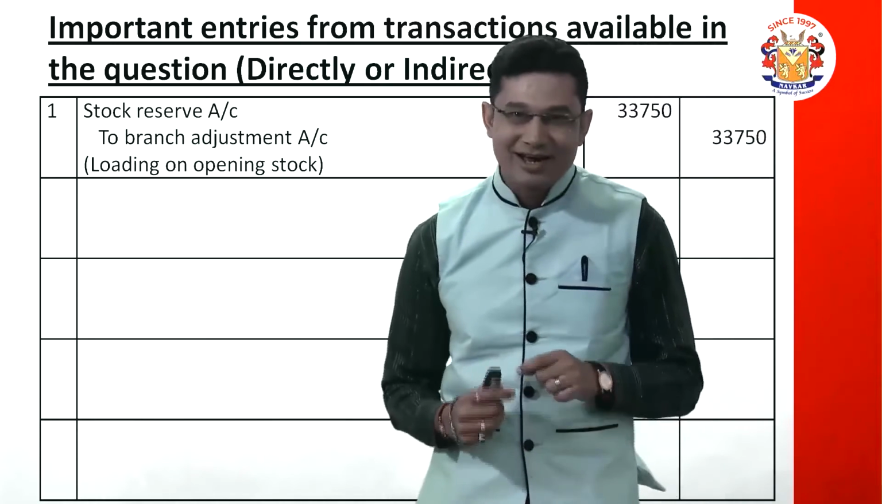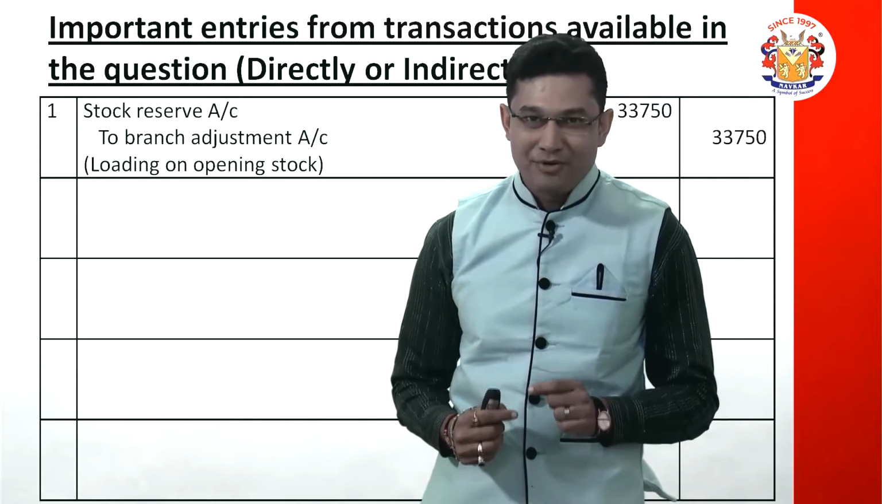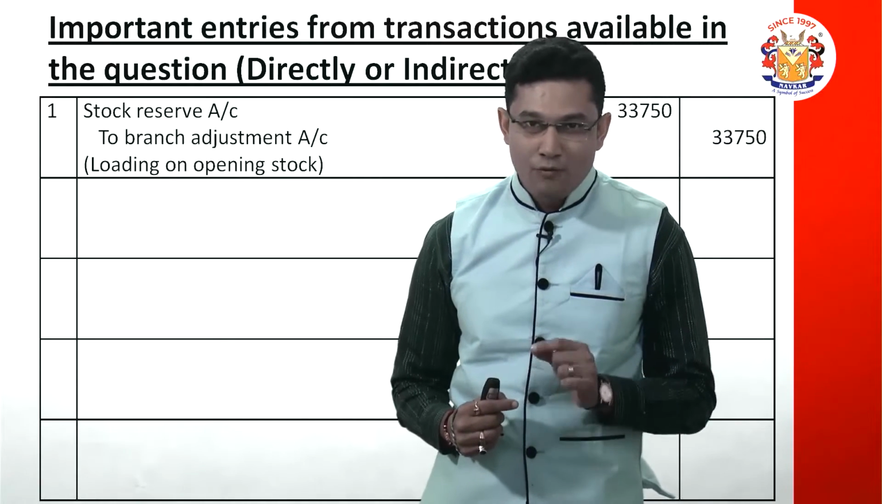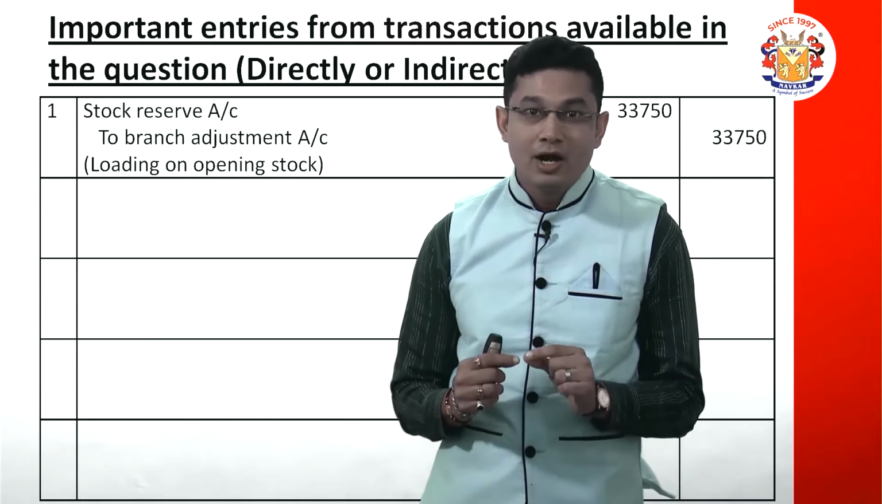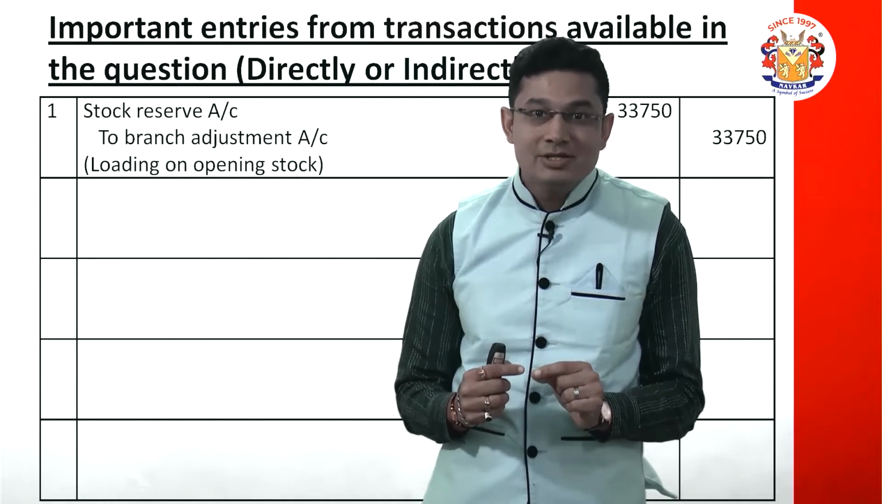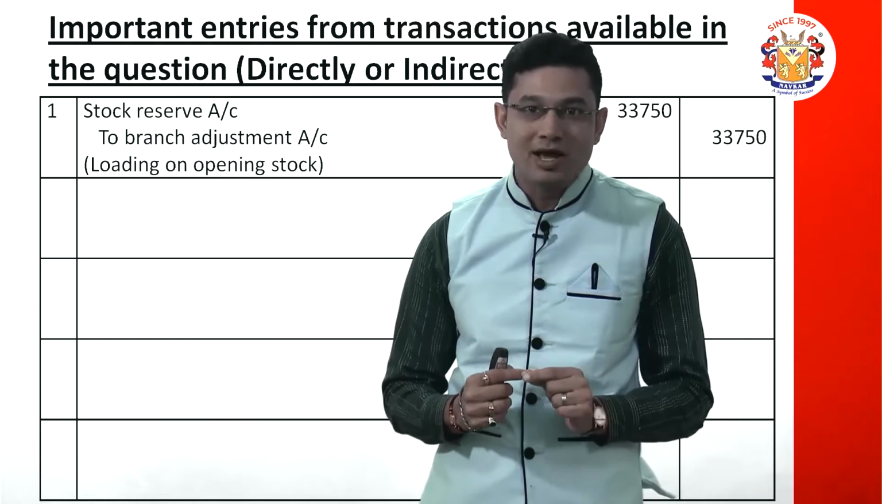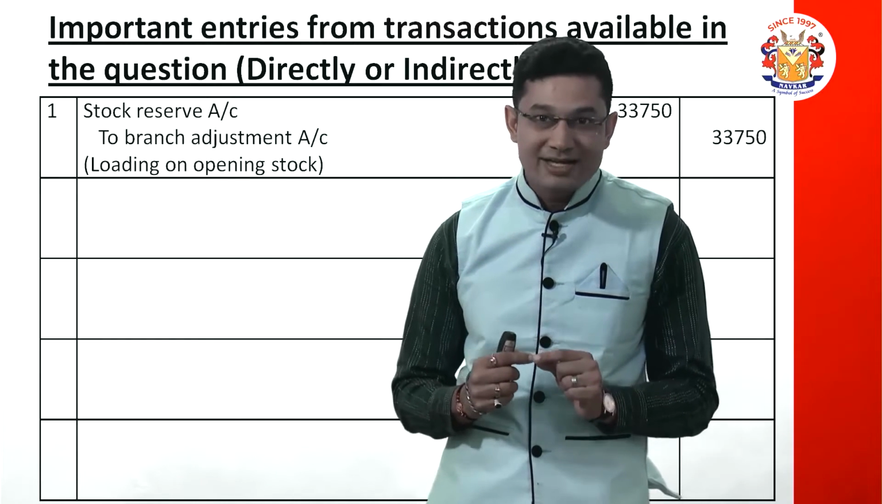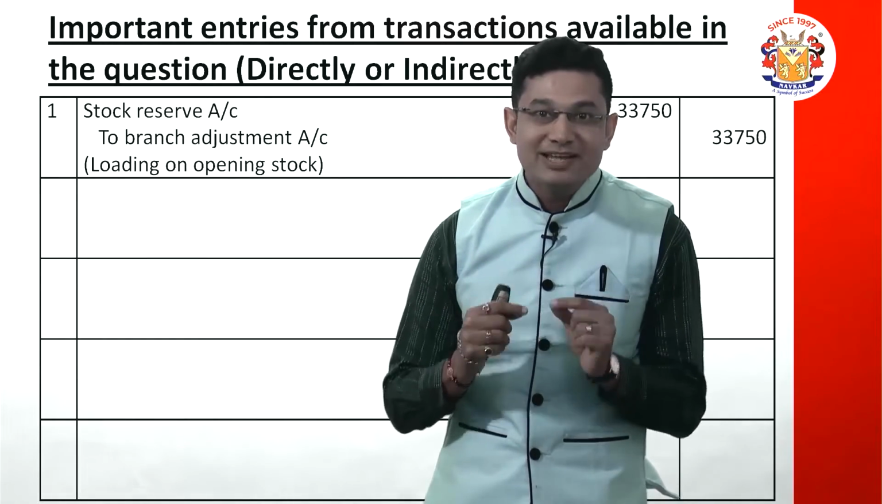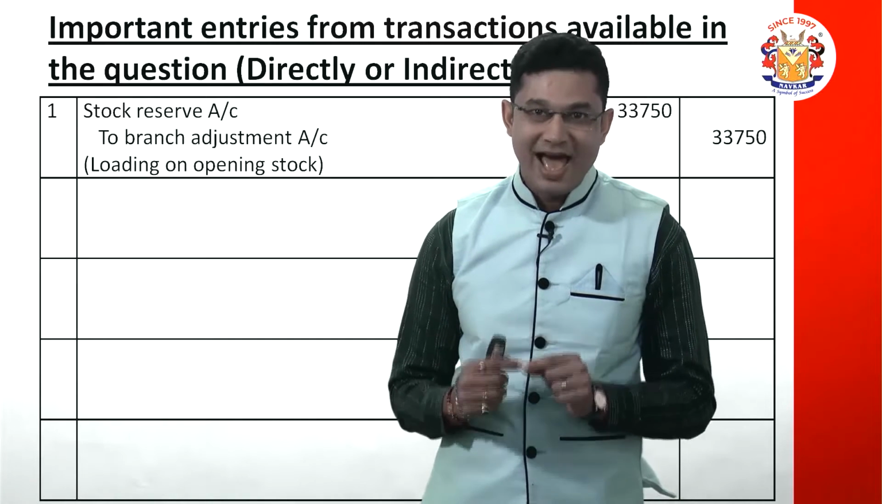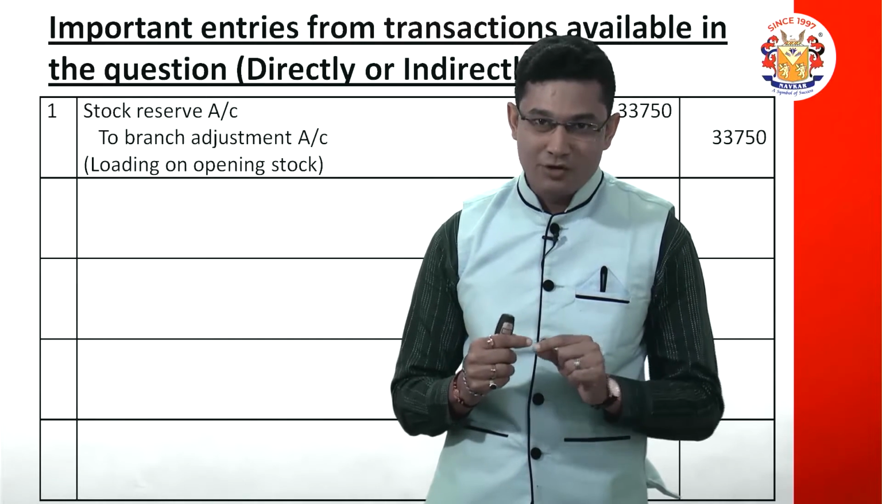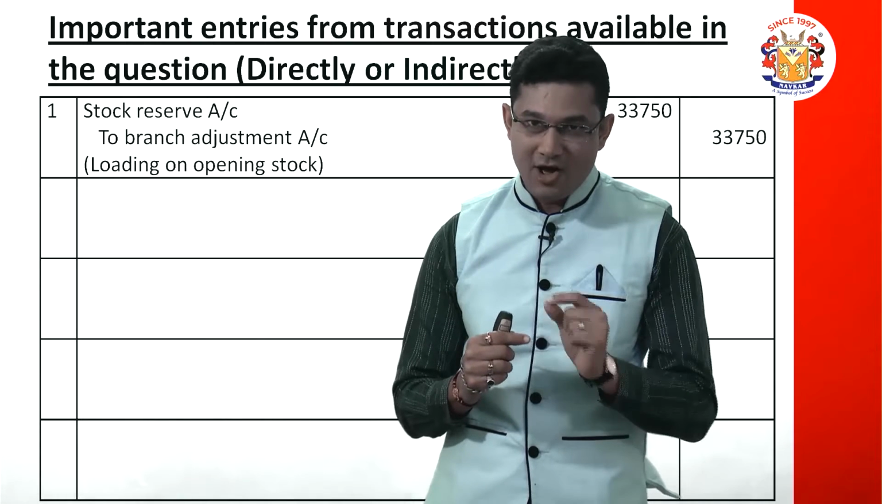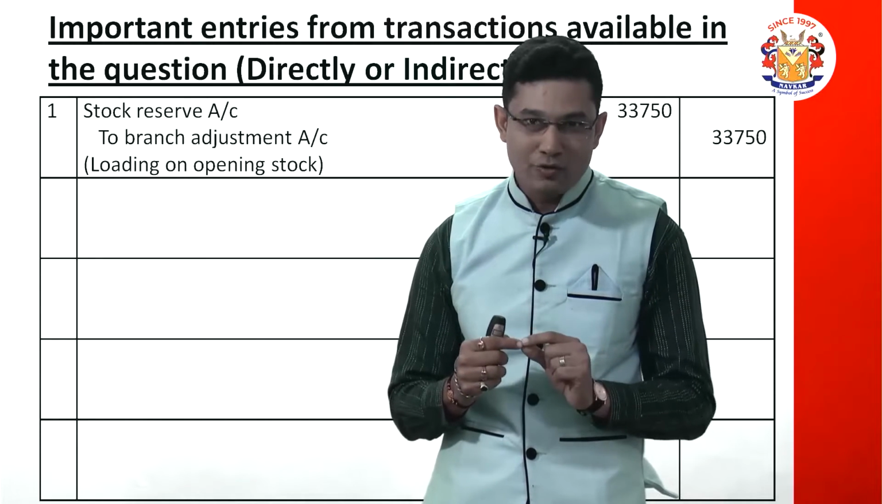Ultimately, on the credit side of branch adjustment account, we are going to record realized or expected to be realized profit. And in branch adjustment account, on the debit side, I am repeating, on the debit side, we are going to record unrealized profit.